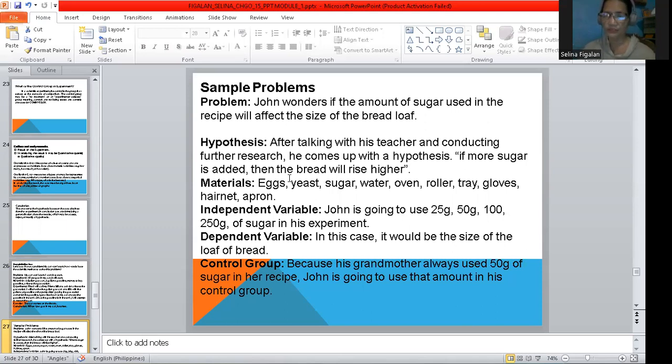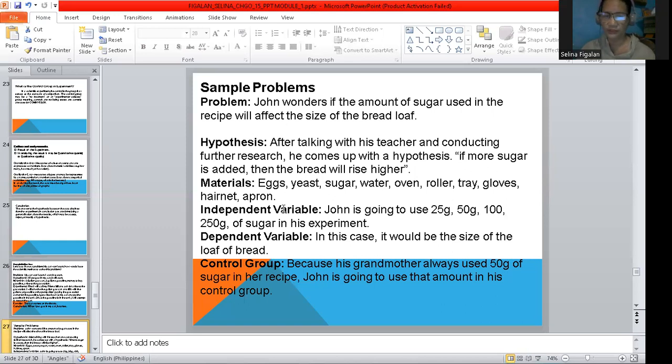Okay, materials. Kasi kung ako yung na-interview mo, it is not about the sugar. Okay, pero ito lang kasi ang focus mo, if more sugar. So, sugar lang talaga ang isosolve mo, ang ingredient mo. So, dapat walang yeast dito, kasi hindi ka mag-apply ng yeast. You want to prove if this sugar ay kailangan ba para lamang sa pagpapaalsa without the presence of yeast. Okay, dapat ay sugar, water, oven, roller tray, gloves, hairnet, and apron.